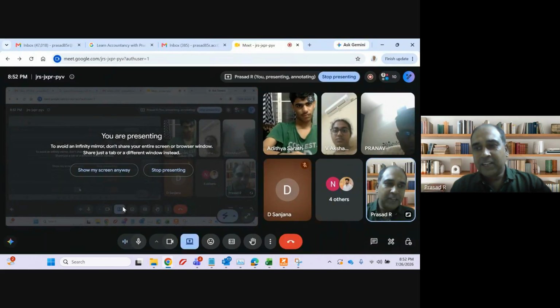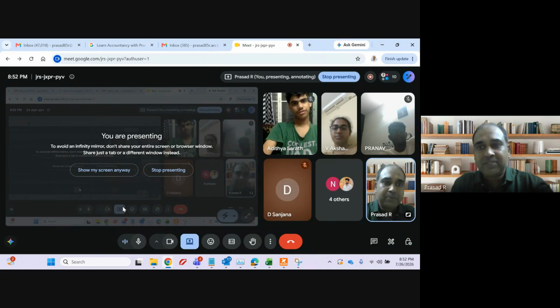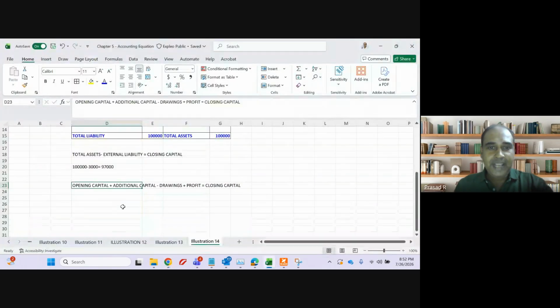These are all optional items. If the question gives you additional capital, we have to put additional capital. If the question gives you drawings, we have to put drawings. It's not necessary that every business will have additional capital or drawings. But profit or loss will always be there. Clear? Opening capital plus additional capital minus drawings.